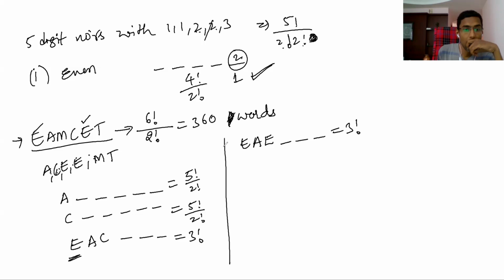Then after EAE, EAM comes. How many words start with EAM? 3 factorial, 6 words will be there that start with EAM. In that only our word is there. After EAM, then next comes C. So the 2 words will be there that start with EAM. Our word is the first.